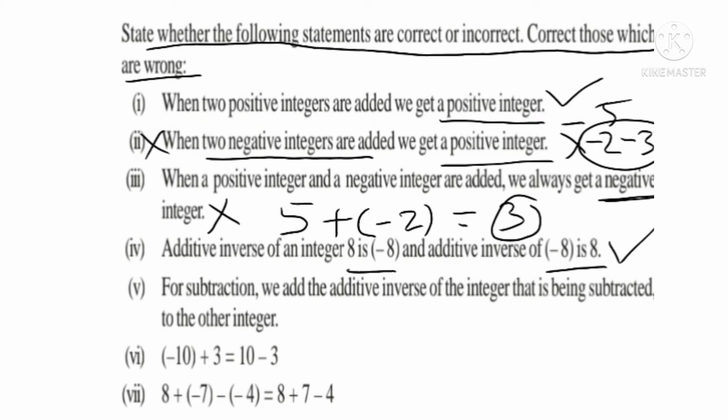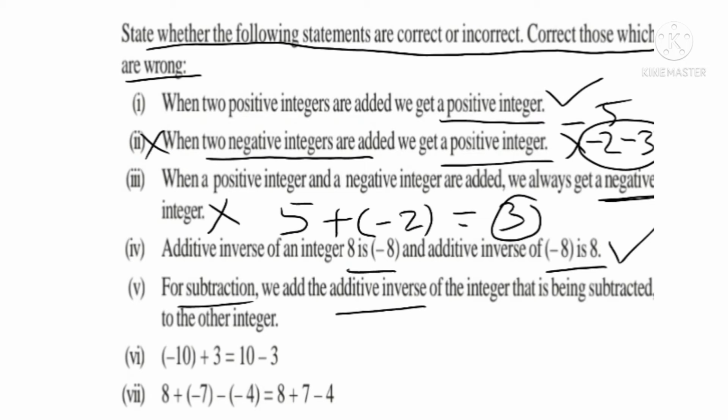For subtraction, we add the additive inverse of the integer that is being subtracted to the other integer. That means that for subtraction, we add the additive inverse of the integer that is being subtracted. So this is also true.